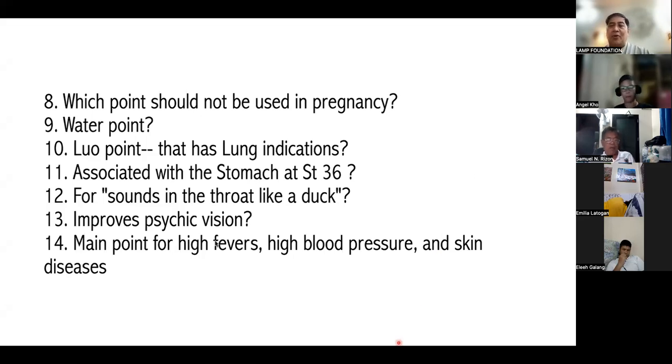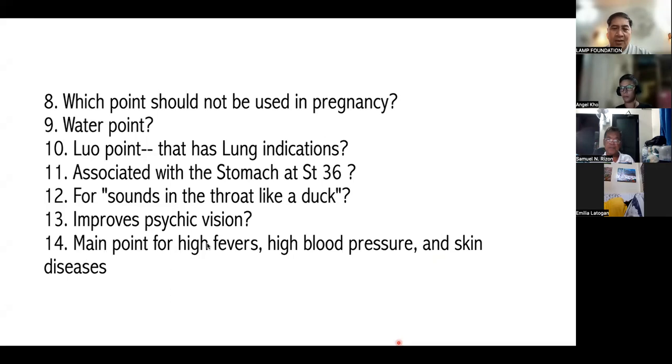Oh, sa totoo lang, hindi lang puro LI11 ang gagamitin mo. Actually, my favorite for skin diseases is spleen 10 and bladder 17. It's so effective. And also GB31. Empirical point. Hindi mo malaman kung bakit. Pag sinabing empirical point, hindi mo alam bakit yun ang ginamit. Okay?